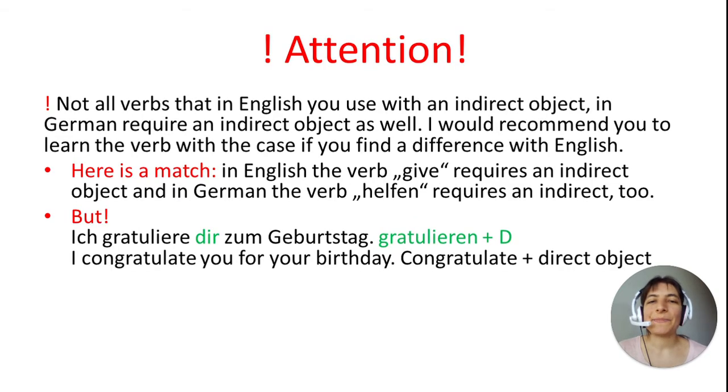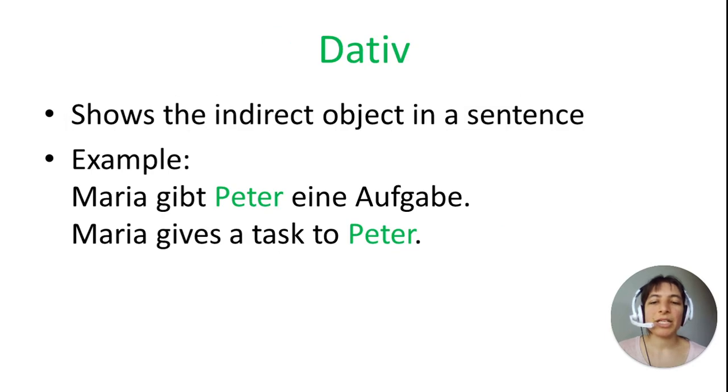If you have already watched the previous videos about nominative and accusative, you know what I'm going to say here. Not always in both languages, for example English and German, or in your mother tongue and German, you have the same type of object after a verb. For example, here is a match with give in English, to Peter, and geben in German, with Peter.